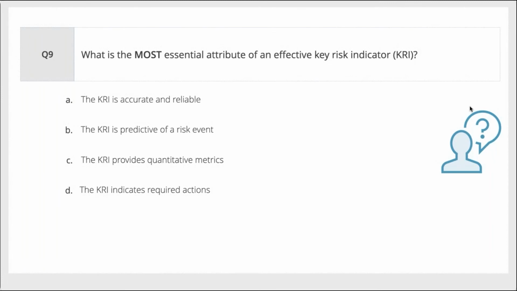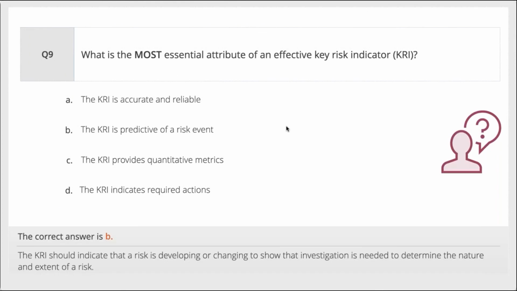The whole reason we have a key risk indicator is so that you can get an early warning of a risk event. I can tell you immediately that the systems have not been patched for the last 30 days, which means there is a risk of system compromise. So you get that early warning, saying you've got to do something about it. So it has to be predictive. That's the whole purpose of having a KRI. All of these things are important, but the most important is that it should be predictive. It should be able to give you an early warning of a risk event.